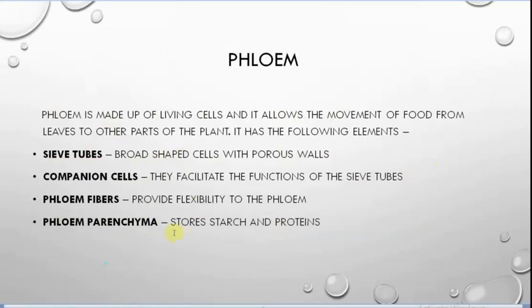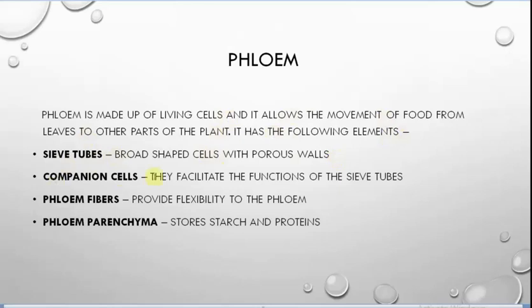Then the next one is phloem. Phloem is made up of living cells. It is not like xylem. Xylem is made mostly of dead cells, but phloem is made up of living cells and allows the movement of food from leaves to other parts of the plant. What are the constituents of the phloem? First one is sieve tube. The sieve tube is a broad-shaped cell with porous wall. Porous wall means perforated walls.